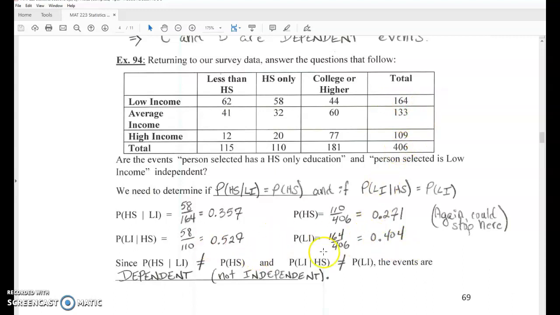Again, those are not equal. We could have just stopped on the first one, but since the probability of high school education only, given that we know you're in the low income group, is not equal to just the probability of having a high school education only, and the other way around too, the probability that a low income person, given that they only have a high school education, is not equal to the probability of just being a low income person, the events are dependent. They're not independent. That means there is some association between these events.